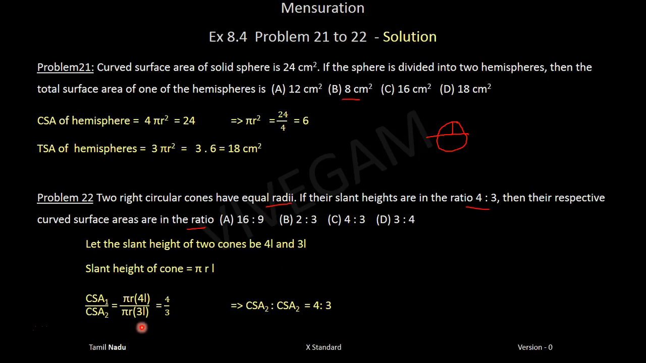So substitute that here. Then pi and pi will cancel, and r will cancel. This l and l will cancel. So you'll get 4 by 3. So curved surface area CSA1 by CSA2 will be 4 by 3. So the ratio will be 4:3. And that is option C.